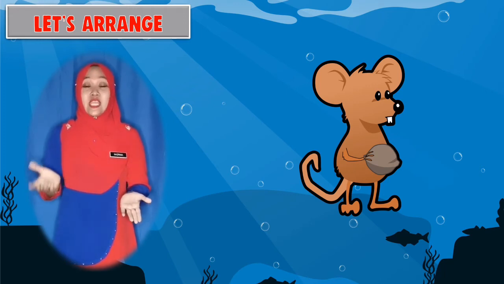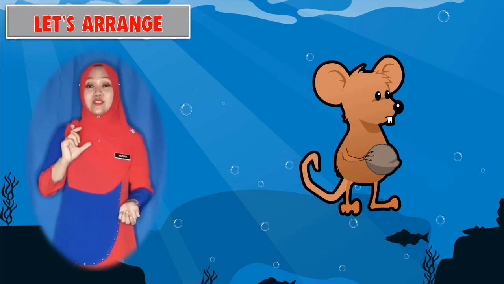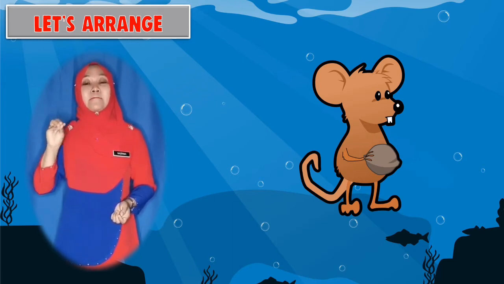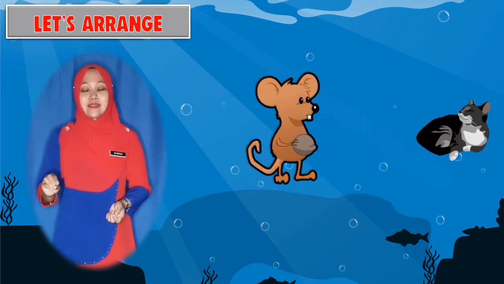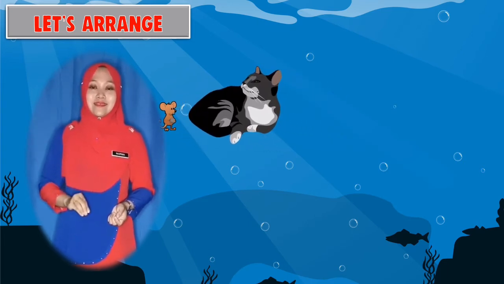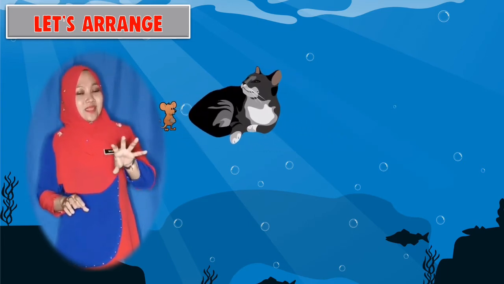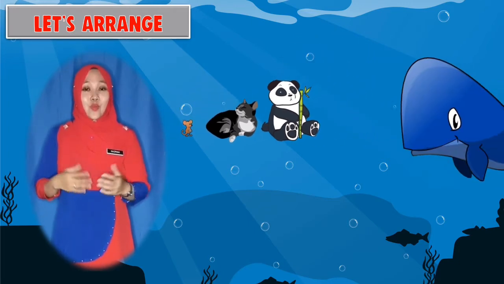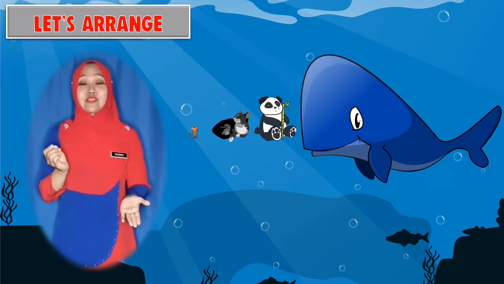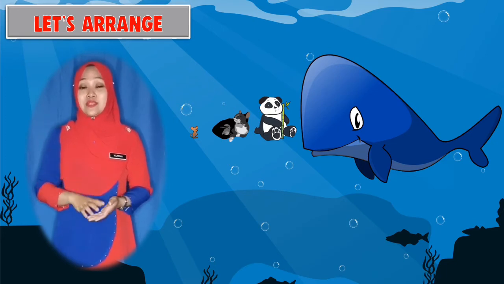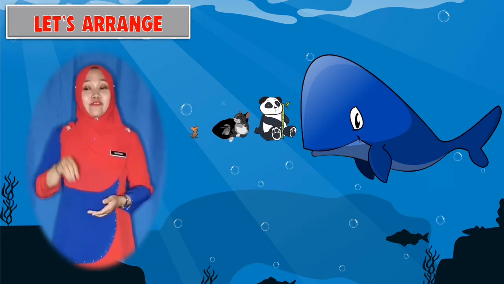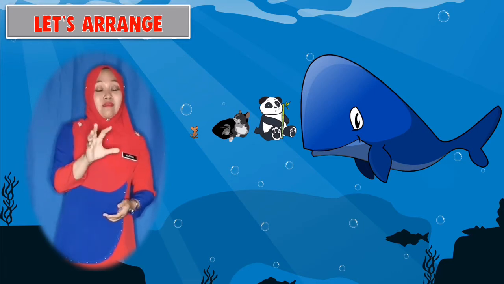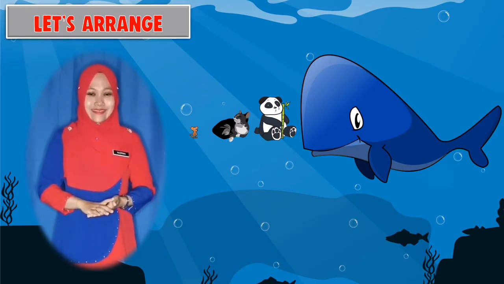You could arrange the animals in order according to the adjective said just now. You have to put mouse and then cat, next panda, and the last one whale. Why? It is because you have to compare the animals according to the size. From small to big, bigger, and biggest.